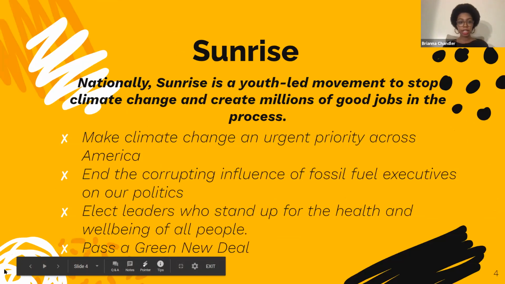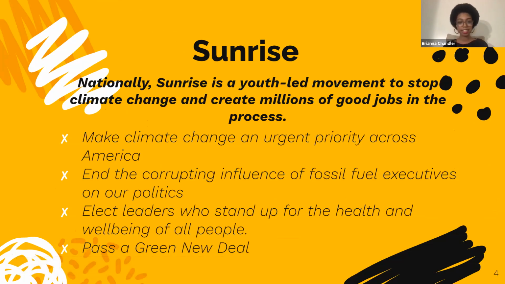So nationally, Sunrise is a youth-led movement to stop climate change and create millions of good jobs in the process. That's kind of the catchphrase. The ultimate goal is to pass a Green New Deal. The Green New Deal is a resolution that was introduced to Congress in 2019. It's a framework, though, not an actual policy, so it's still being written, and it's going to be written by members of Congress. And it lays out the steps of addressing climate change. Unlike other legislation, the Green New Deal is bold because it aims to address the climate crisis on a scale that science tells us that we need to avert its worst impacts. Next slide, please.